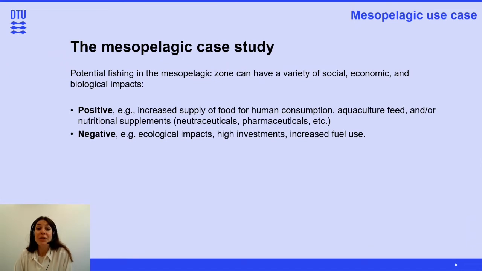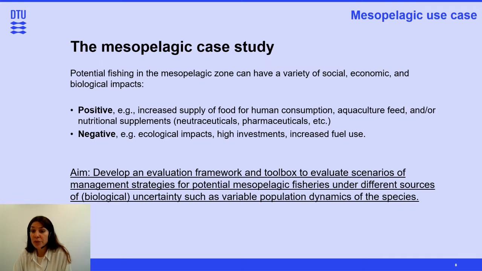Fishing in the mesopelagic zone could have a variety of social, economic, and biological impacts. Those can be positive due to the increased food availability, or negative due to, for example, the ecological impacts and investment costs. To account for those impacts and develop suitable management strategies that take the different trade-offs into account, it is necessary to develop a framework to evaluate scenarios of management strategies for potential mesopelagic fisheries under different sources of uncertainty, for example, due to the variability and population dynamics of the species.